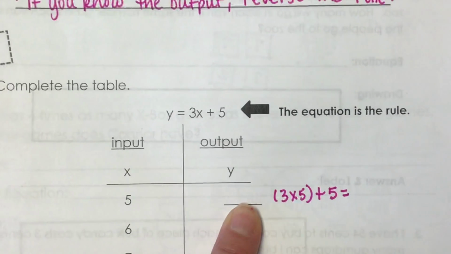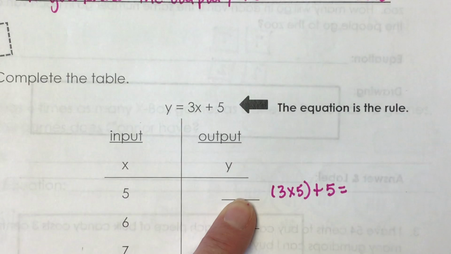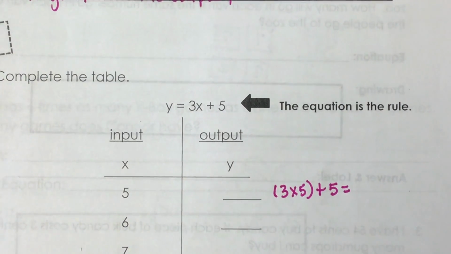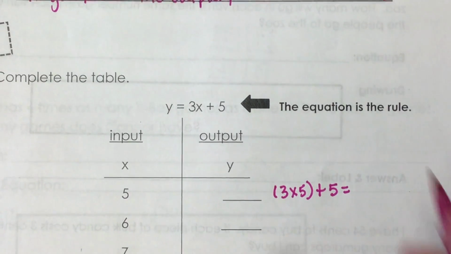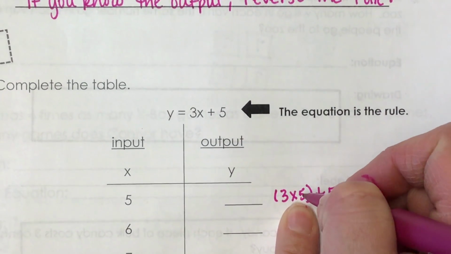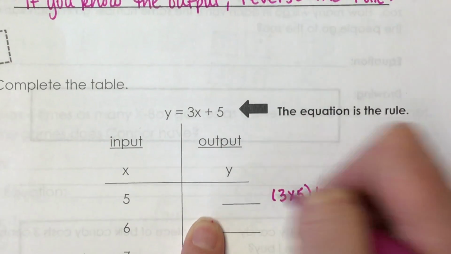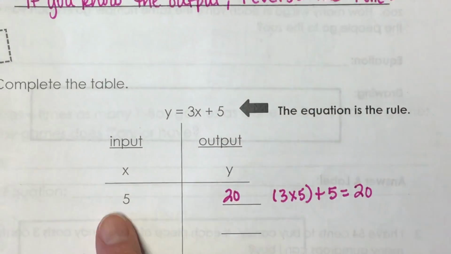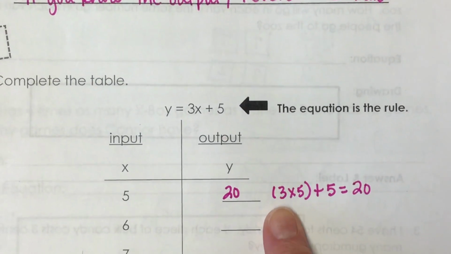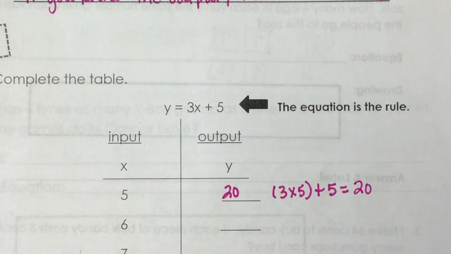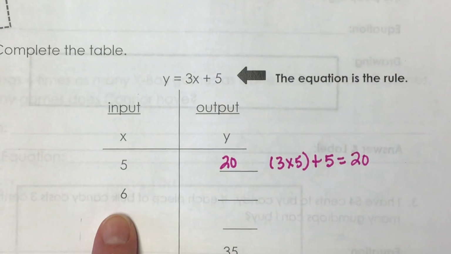So what is y equal to here? Everyone should be able to easily solve this. Noah? 20. Because 3 times 5 is 15. Then we add our 5, and that gives us 20. So, if the x is 5, then our y is equal to 20.